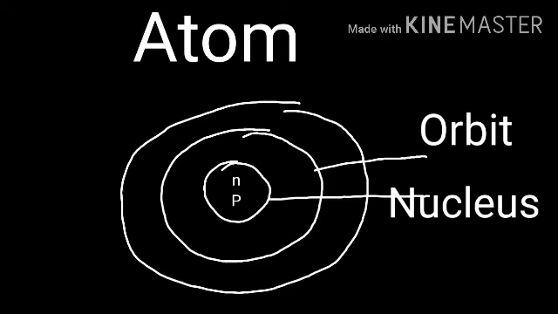So the two structural parts of an atom are the nucleus and the orbit. The nucleus is positively charged and is the central part of an atom. The nucleus contains protons and neutrons. And what is an orbit? Electrons are revolving around the nucleus. That path is called an orbit or shell.